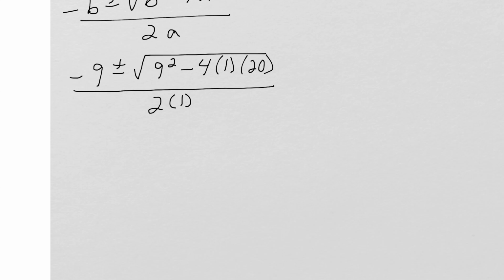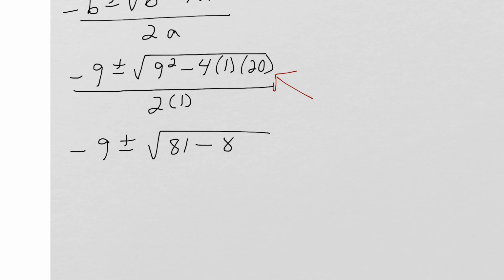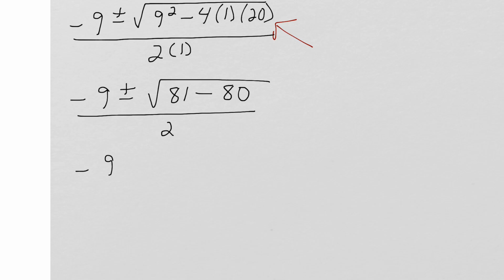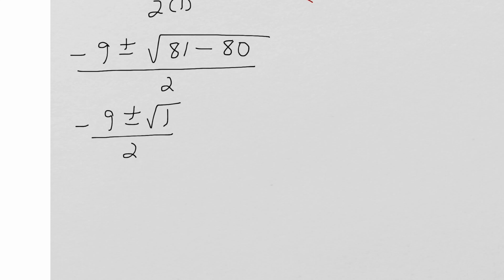Let's start with what's underneath the radical. That's the best place to work. So let's leave the negative 9 plus or minus the square root, and then 9 squared is 81, minus 4 times 1 times 20, which is 80. That's all over 2 times 1, which is 2. Going a little bit further, that gives us negative 9 plus or minus, well, 81 minus 80 is 1, so the square root of 1, still all over 2. The nice thing is that the square root of 1 is a perfect square, giving us negative 9 plus or minus 1, all over 2.